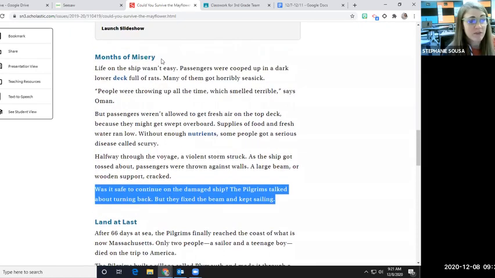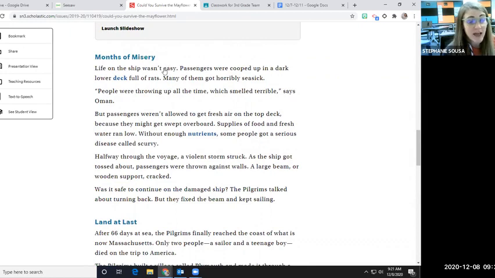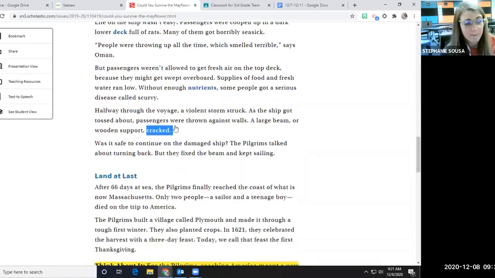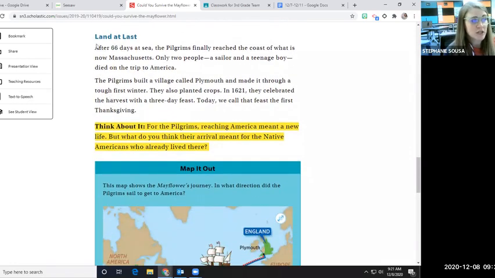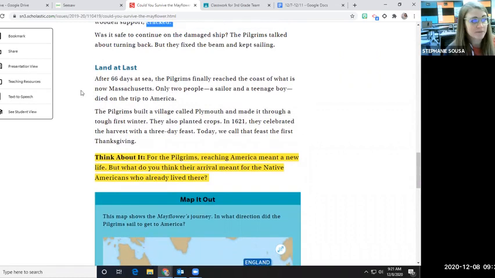So when I'm thinking about that word misery, there were a lot of examples inside of here telling me what misery could mean. Rats, getting sick, people throwing up and having to smell it, no fresh air, food and water was low, people are getting diseases, there's a storm, the boat is broken and cracked. This is not sounding like a good time. Let's go on to our last section here, land at last.